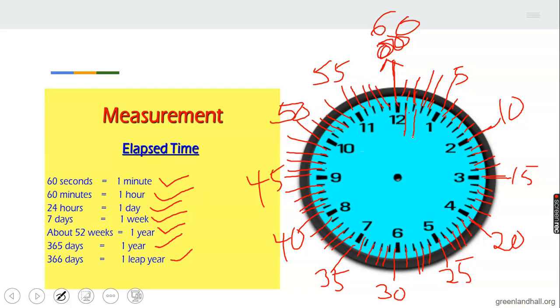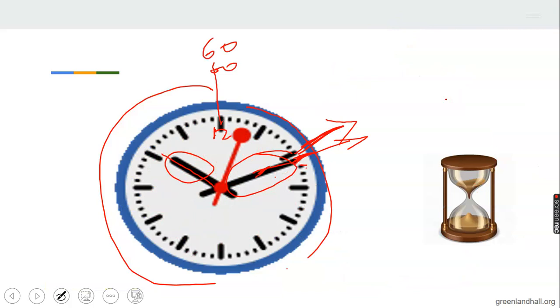So 60 seconds is 1 minute and 60 minutes is 1 hour. As we have seen, this is 1 minute, this is 2 minutes, 3 minutes, 4 minutes, and this is 5 minutes. All these short lines that you see here are the minute marks. I told you, that one that was running is the second hand, while this black one is the minute hand. We are still going to talk more about that as we go on. Just make sure you pay close attention.